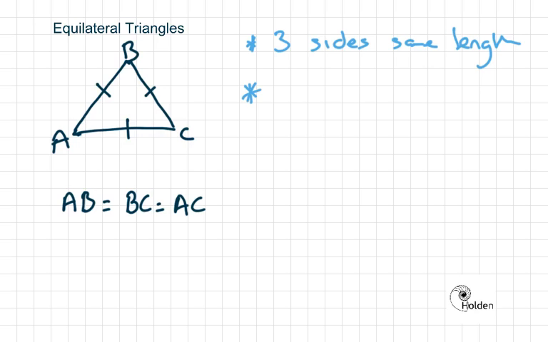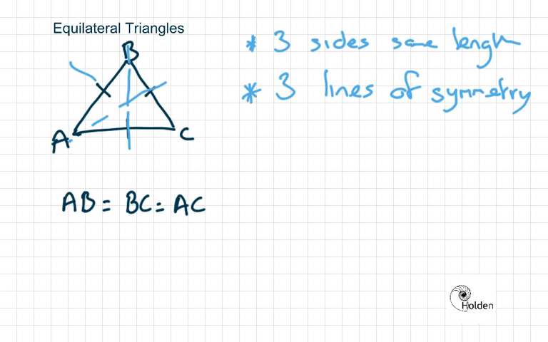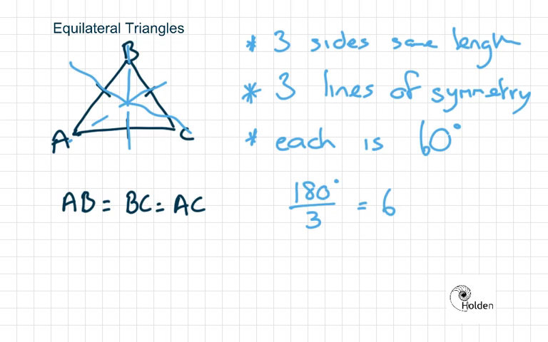There are three lines of symmetry. One, two, three, and each angle, okay, each angle is 60 degrees. Because the sum of the triangle is 180, we divide that by 3 because all the sides are the same length, and that gives us 60 degrees each. Okay, so that's the equilateral triangle. When you're dealing with parallel lines, you're definitely going to have to be able to spot those.